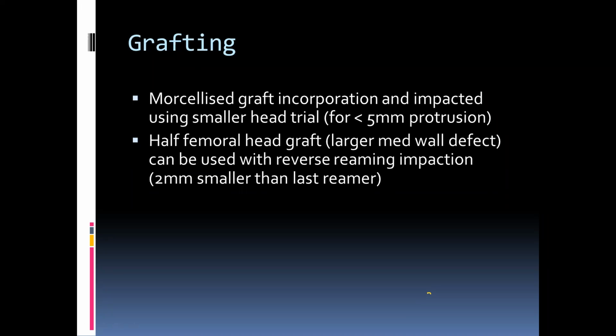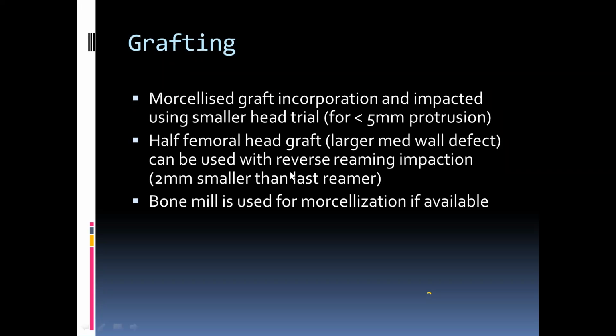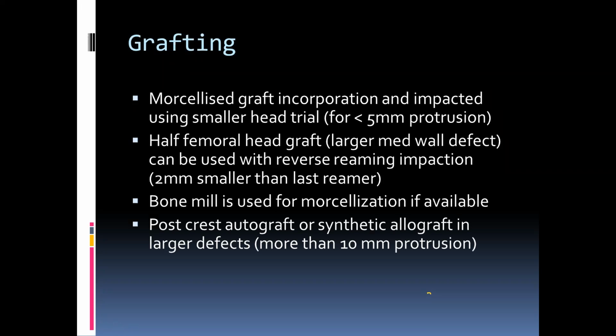we reach the number in reamer, for example, 46, and you stop, you don't ream. You bring this graft, the femoral head graft, and you put it inside the medial wall, and you bring this 46, the last reamer, and put it inside the graft and you do reverse reaming. This will incorporate the graft all over the medial wall of the acetabulum. Usually for a morselized graft, some manufacturers bring with them a bone mill. Otherwise, if you don't have one, it doesn't matter.